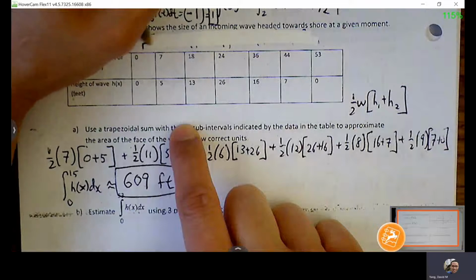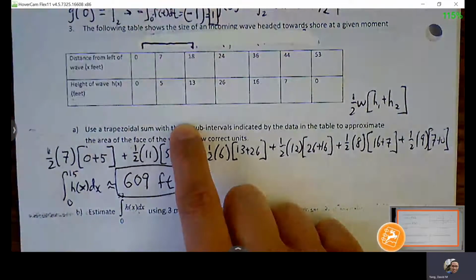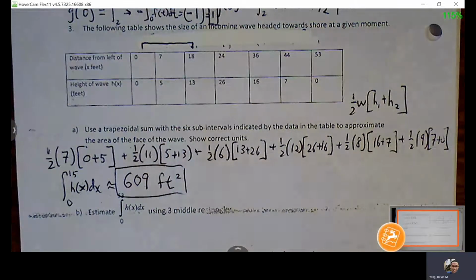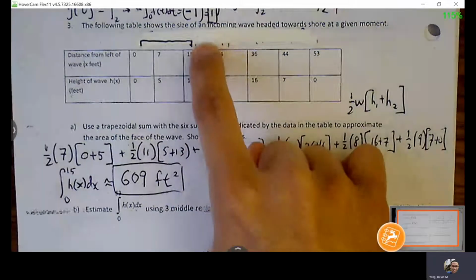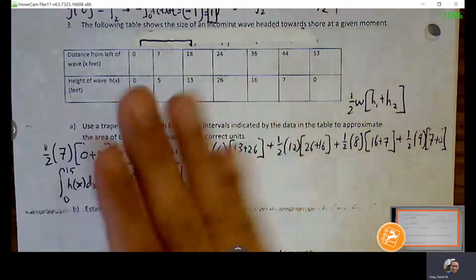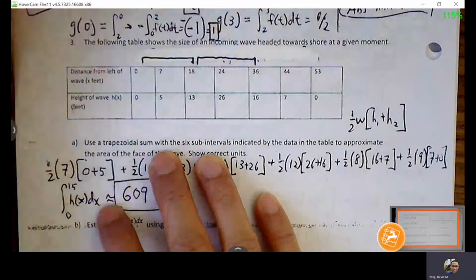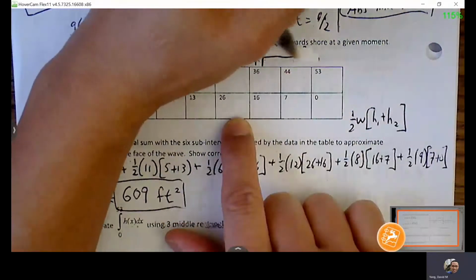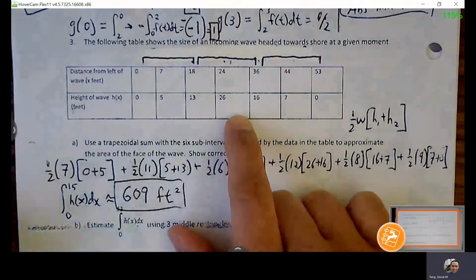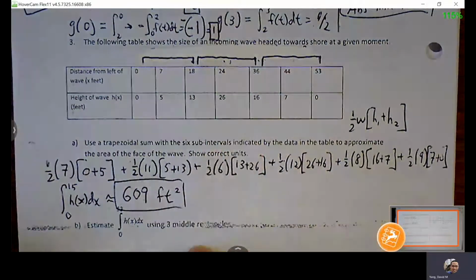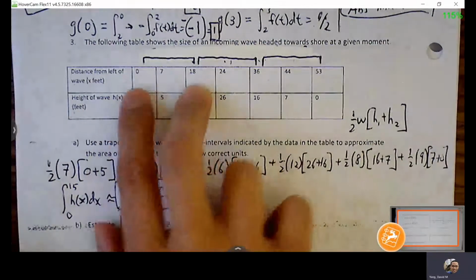So I'll go from 0 to 18. Make sure that your second subinterval picks up where you left off. It'll share the same ordered pair as the previous subinterval. So from 18 to 36, and then from 36 to 53. Those are my 3 subintervals.